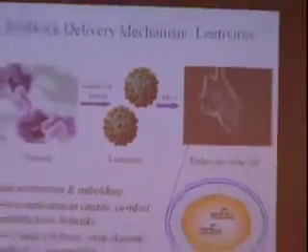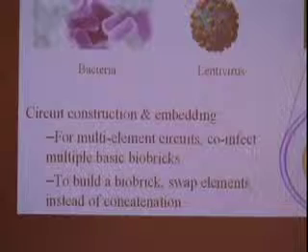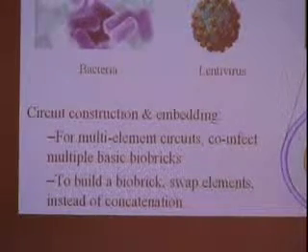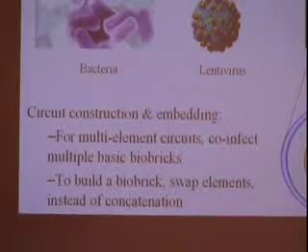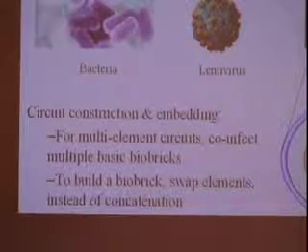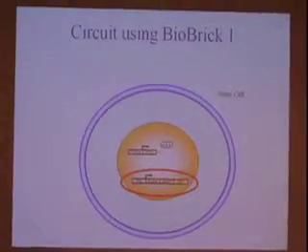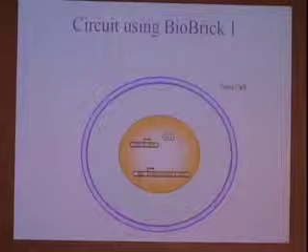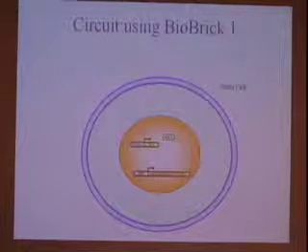So to reiterate, for multi-element circuits that we wish to build, we simply co-infect with multiple basic biobricks. And when we want to build different biobricks, we simply swap the elements in and out as desired instead of the concatenation that's required in bacterial biobricks. Depicted here is the first circuit that we built this summer. And I'm going to talk a little bit about the simple induction circuit that uses this biobrick.